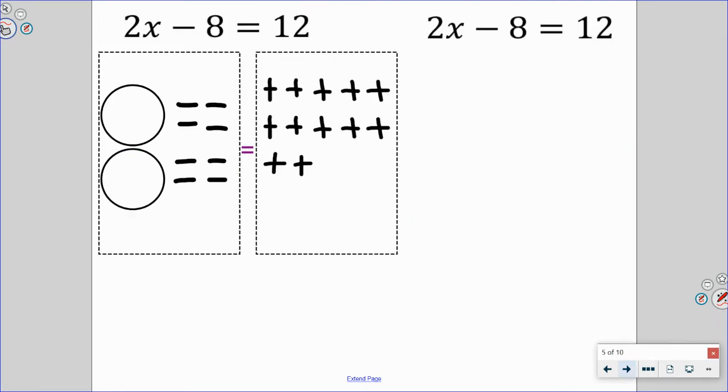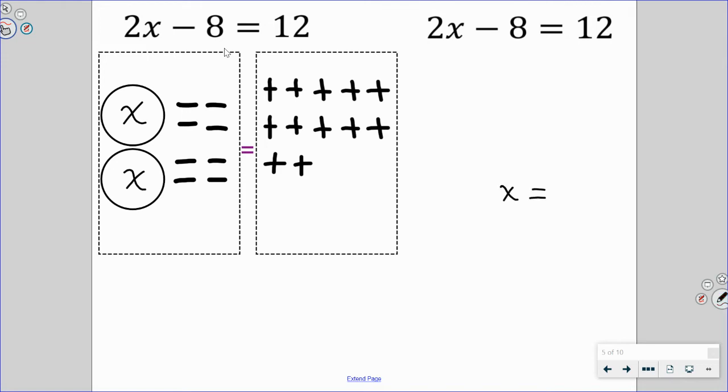All right, let's see how we do with another example. In this case, we have not 1, but 2 x's. Now, we have a minus 8, so I'm going to change that to 8 minus symbols, equals 12. Here's the thing. We just want to know what the x's are. Our goal is to get x by itself.